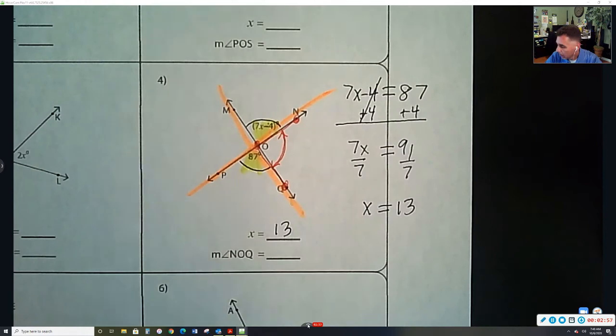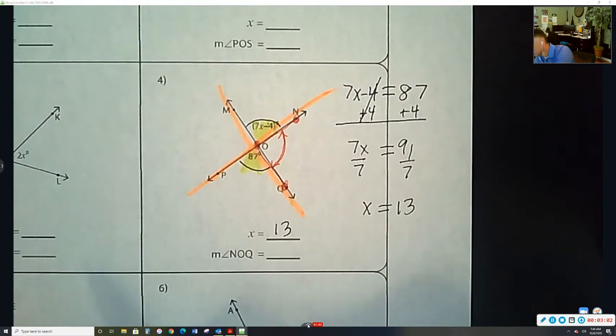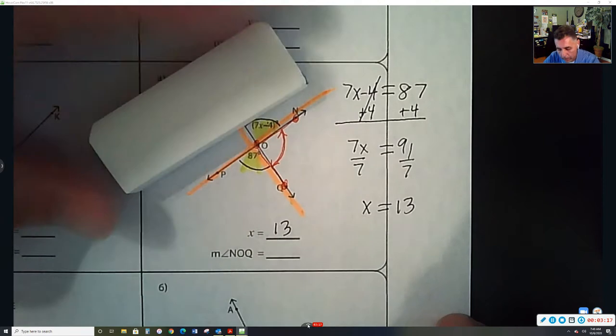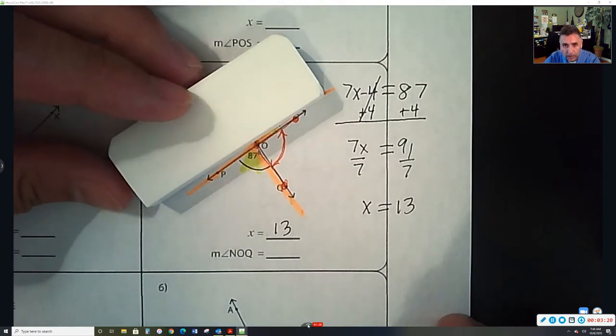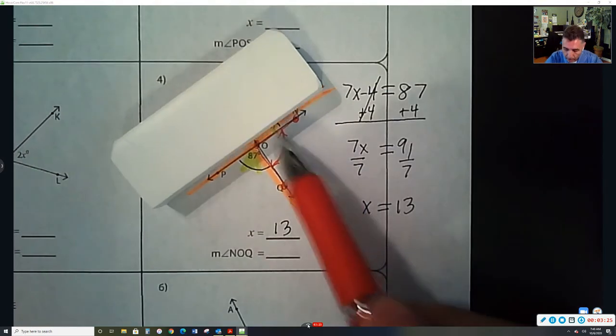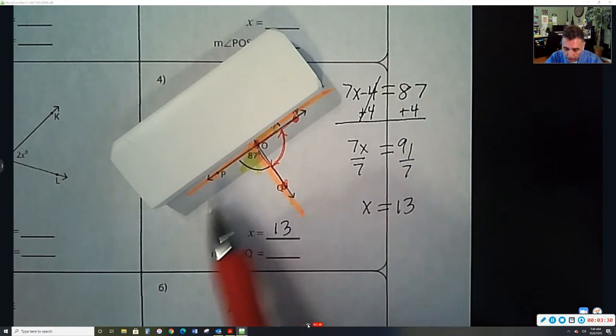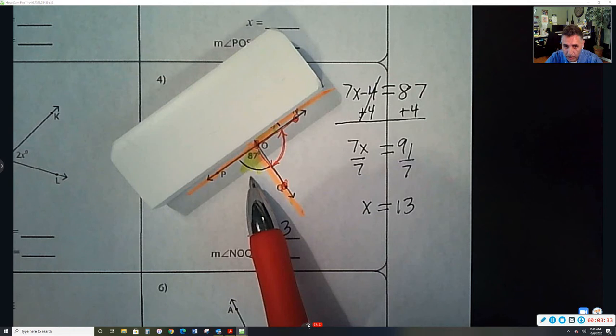Okay? And then, again, it's helpful if we can identify what kind of angles we have, like the relationship the angles have to each other, because then we'll know, okay, they're equal, or they add up to 90, or they add up to 180, right? Something similar to that. So if I cover up part of the diagram, I'm left with these two angles. Angle NOQ, the angle I'm looking to find the measure, and then the angle POQ, which equals 87.